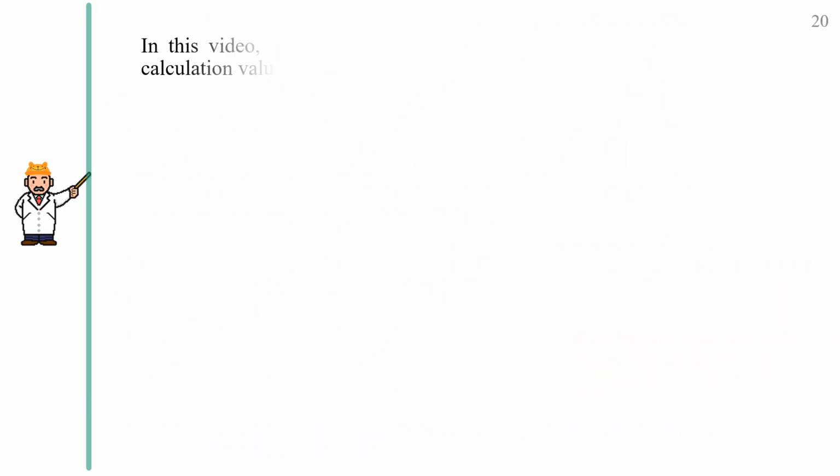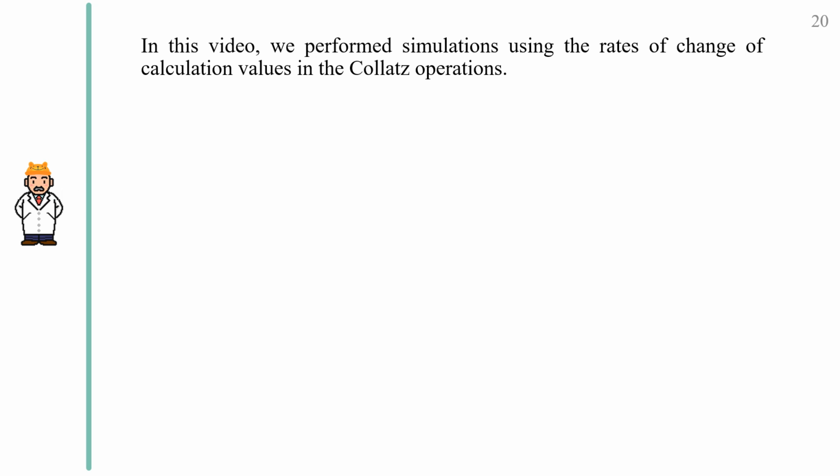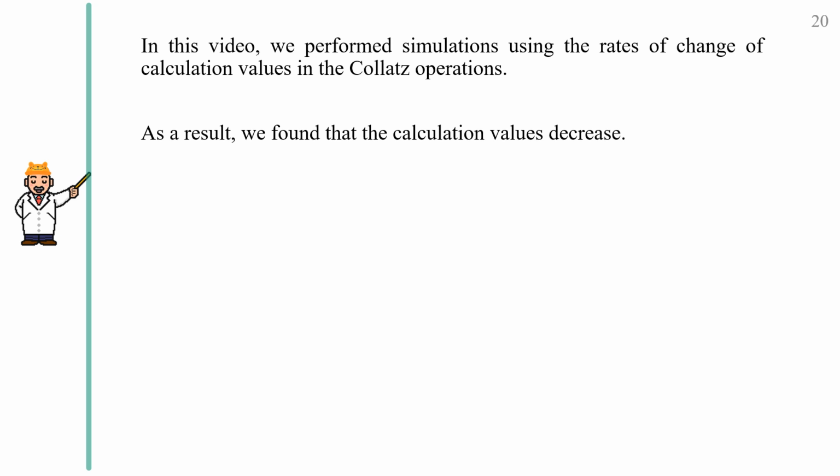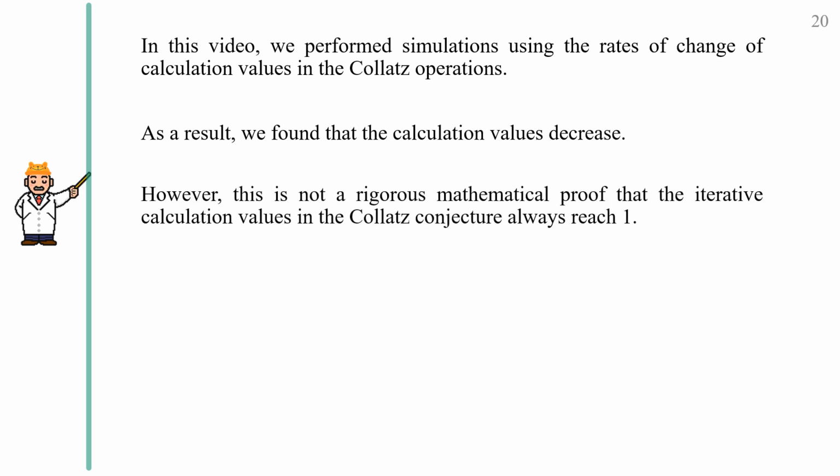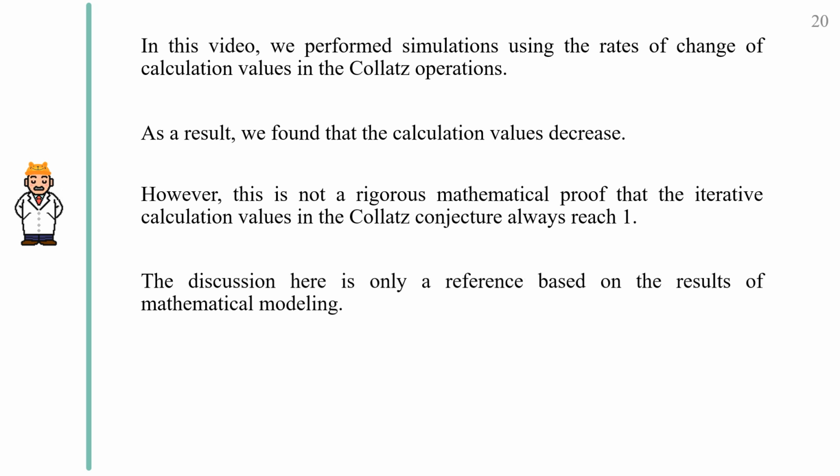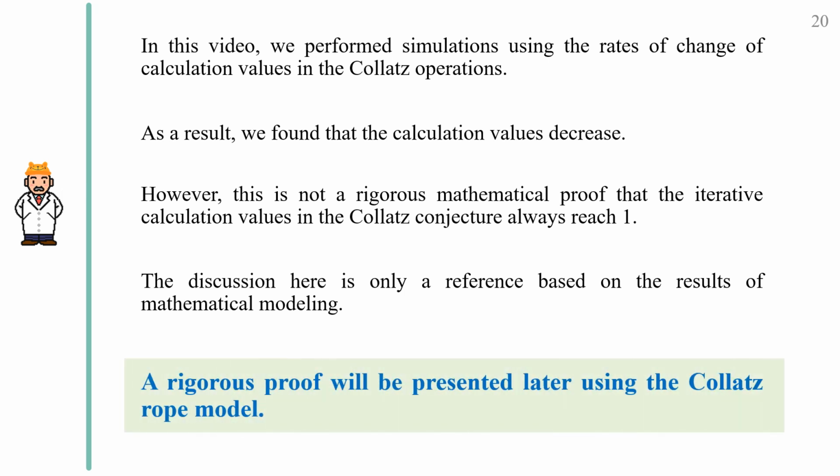In this video, we perform simulations using the rates of change of calculation values in the Collatz operations. As a result, we found that the calculation values decrease. However, this is not a rigorous mathematical proof that the iterative calculation values in the Collatz conjecture always reach 1. The discussion here is only a reference based on the results of mathematical modeling. A rigorous proof will be presented later using the Collatz-Rope model.